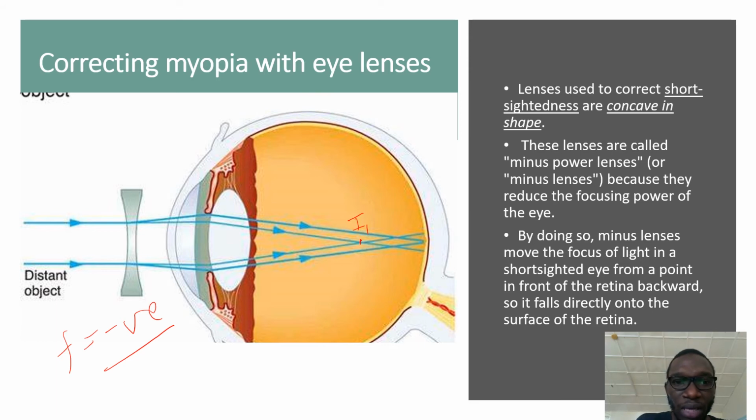So we must use a diverging lens which first diverges the rays, and then your natural lens, so let's say that's lens 1, natural lens 2, is going to converge them and then finally forms the image at the retina here. That's how we correct this defect.